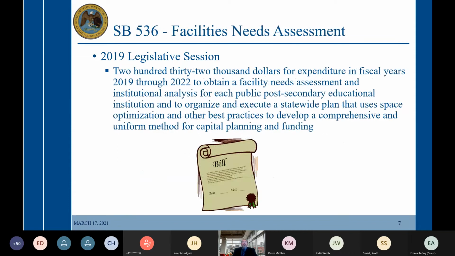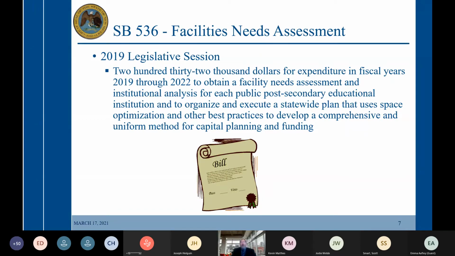So what we did is we looked at that information, and then lo and behold, during the 2019 legislative session, we received $232,000. I mean, $232,000. And this funding that was obtained was for a facility needs assessment and institutional analysis.